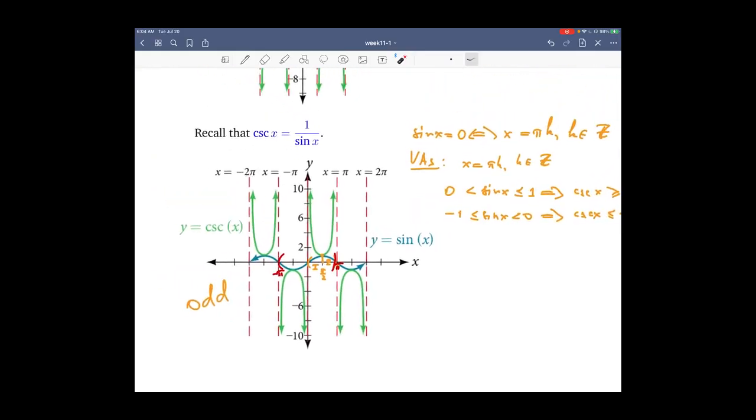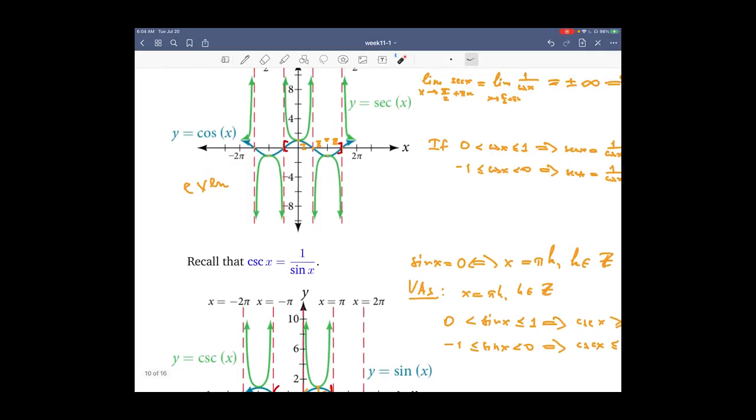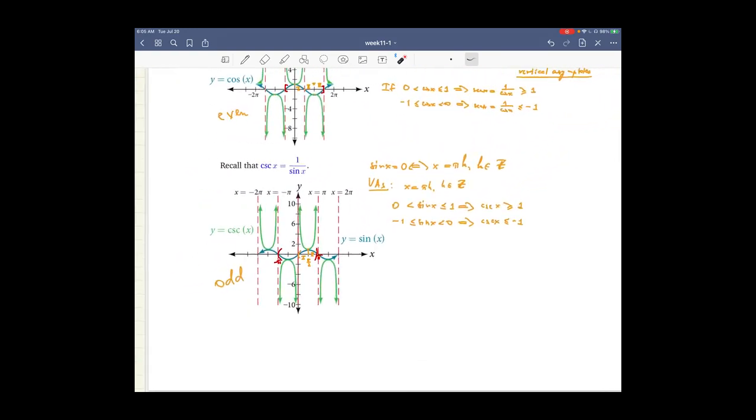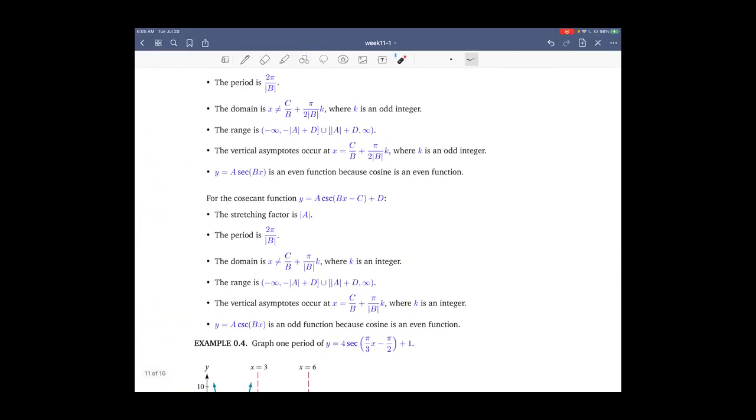Note again that you don't need to memorize what the graphs of secant and cosecant look like. You can always reconstruct them from those of cosine and sine respectively. And of course, what the graphs of cosine and sine look like, you do need to memorize. Now, whenever you need to graph a variation of secant or cosecant, we know what to do. These are just transformations of the standard graph.